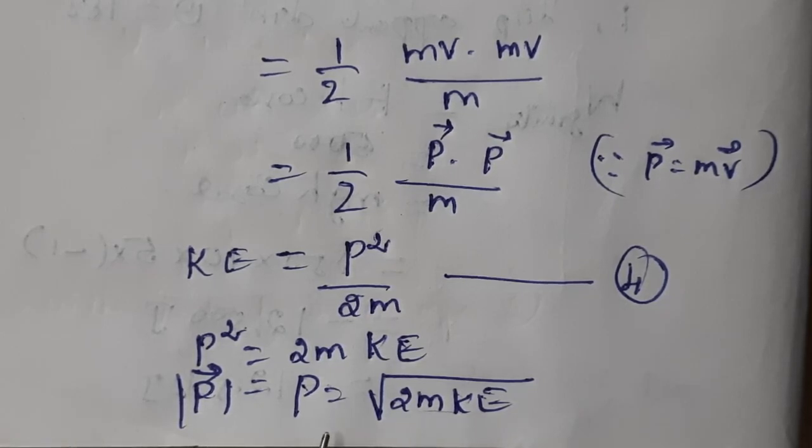Momentum is a vector quantity, isn't it? So when the mass and kinetic energy are given, we can calculate only the magnitude of momentum, because kinetic energy and mass are scalars. Understand?